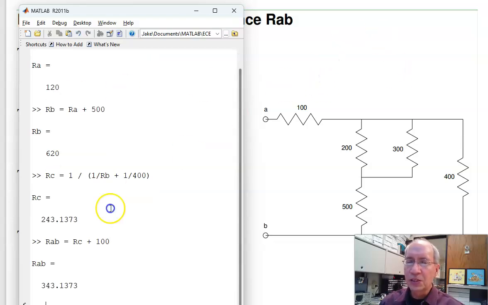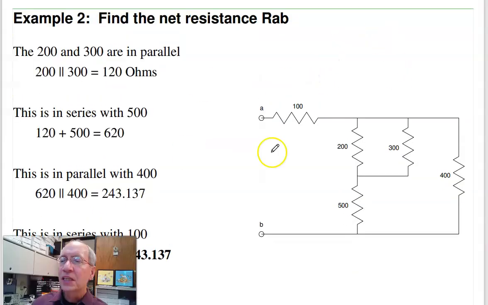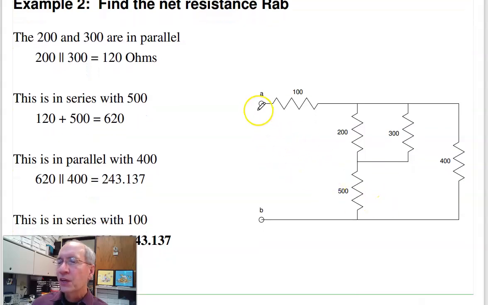343 ohms. That's solving in Matlab. Second example. Here's a resistor circuit. Find the resistance between A and B. The trick is to find the resistors that are in series and parallel. Let's bring that back over here.